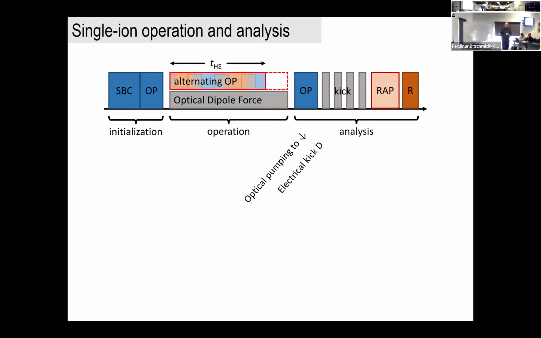So now we have to analyze what happened. We have to check what is the phonon distribution after some operation time of the heat engine. And how do we do it?